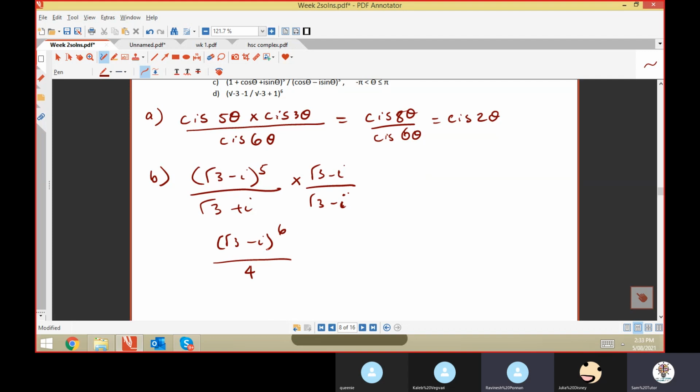Annoying. You don't want to expand this. So what you're going to do is convert this to polar form, right? So can you tell me the R value when you convert this to polar form? What does R equal to? What is the modulus equal to?